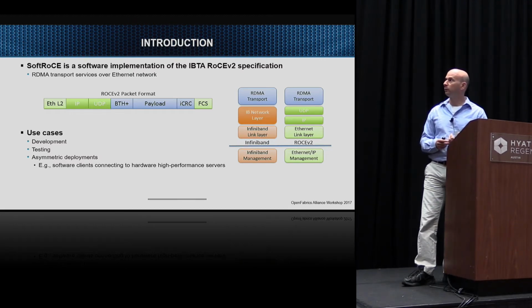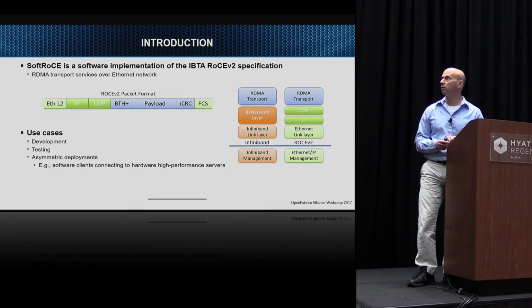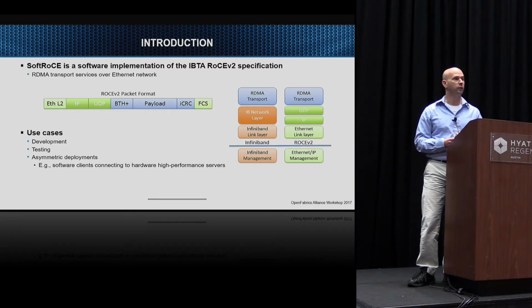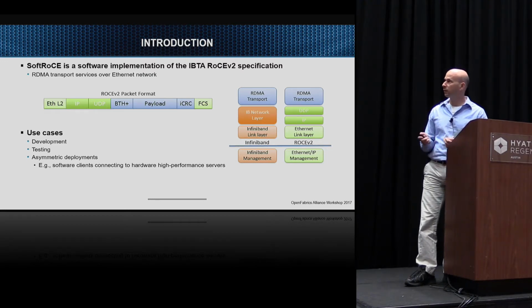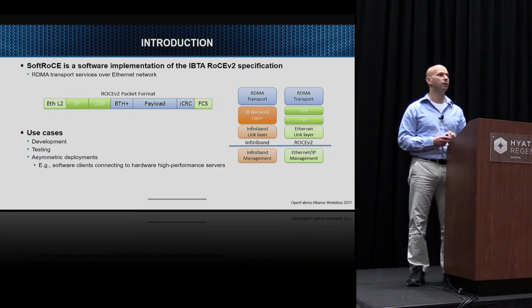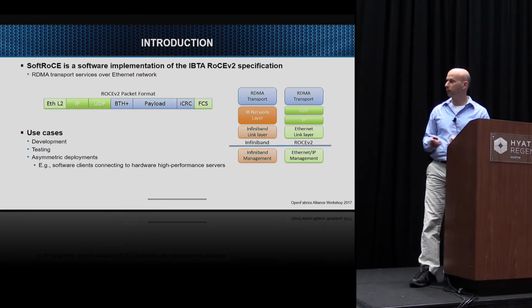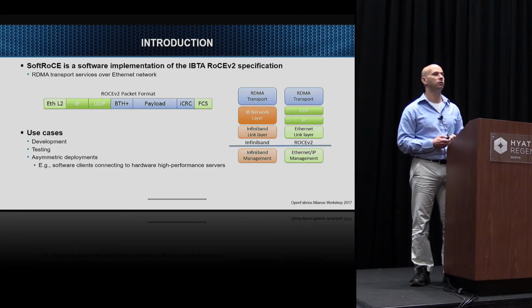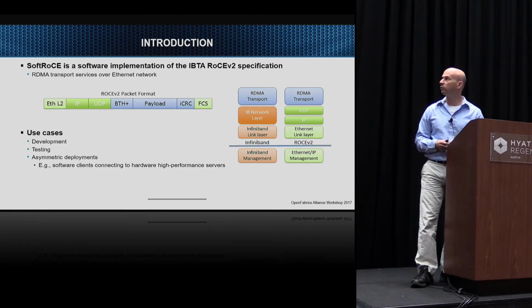Just a short recap: the RoCE v2 specification runs the InfiniBand transport protocol over Ethernet, and the way it does it is, instead of running over the InfiniBand routing and link layers, as in the InfiniBand case, RoCE uses UDP encapsulation to carry the InfiniBand transport.